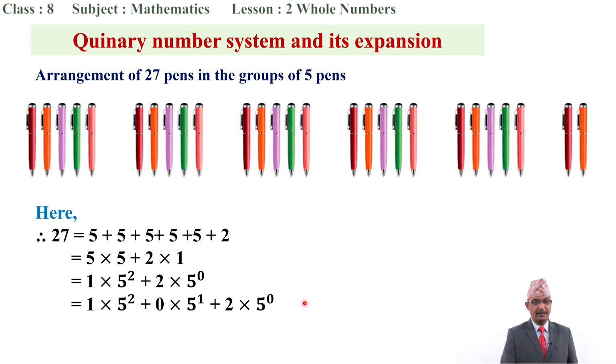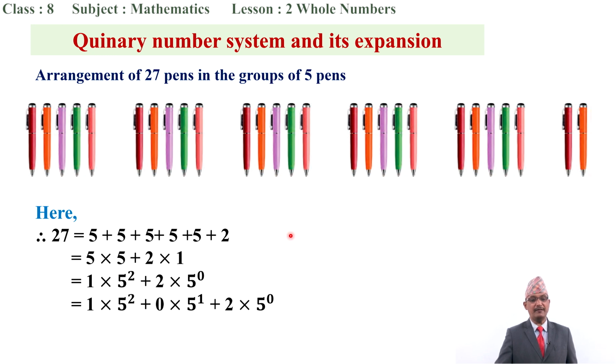Again, it can be written as, we have 5 to the power 2, then directly we have 5 to the power 0. We do not have 5 to the power 1, so we write 0 times 5 to the power 1, because 0 times 5 to the power 1 becomes 0, to get the pattern. So 1 times 5 square plus 0 times 5 to the power 1 plus 2 times 5 to the power 0. In this way, we can arrange 27 pens in the groups of 5.